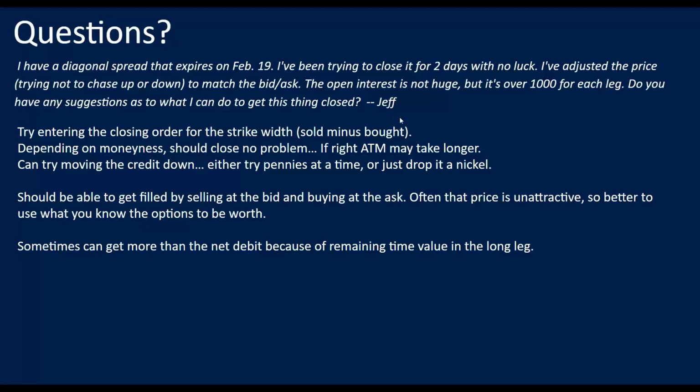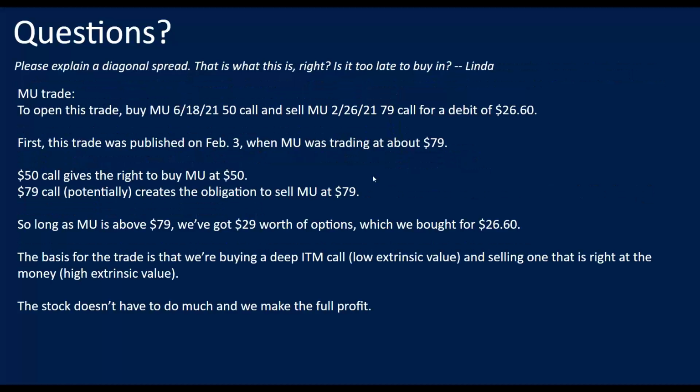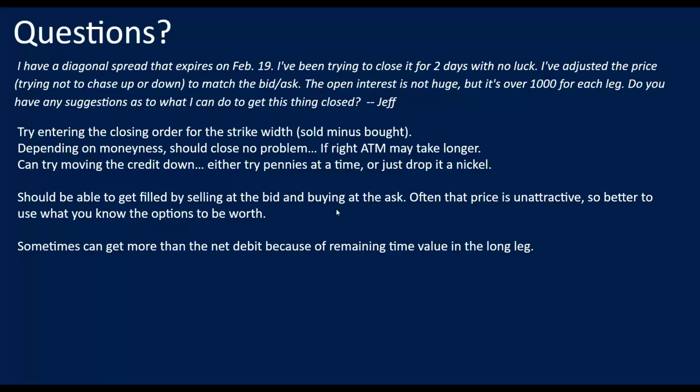All right, so as we just talked about on the last one, assuming your sold call is in the money, try entering a closing order for the strike width, right? It's not impossible to get more than $29 out of this Micron spread that we talked about here, but the options are worth 29 bucks. And I know, like we talked last time about GameStop and some things that are just insane, but generally markets are efficient, okay? Trying to sell $29 worth of options for more than $29 is tough. So probably not going to happen.